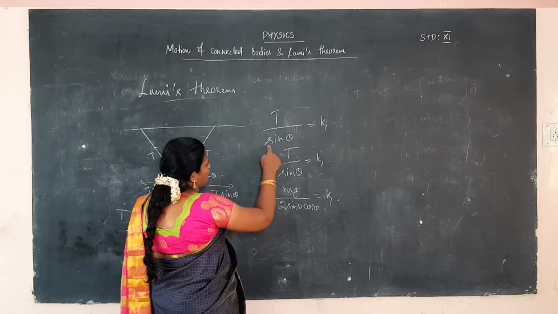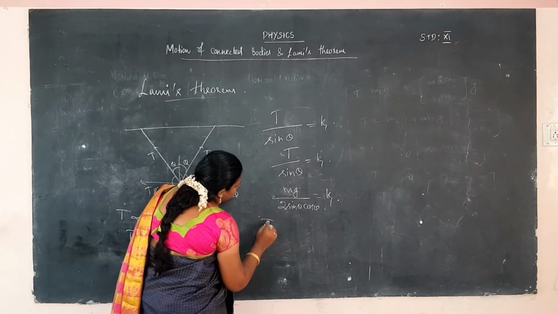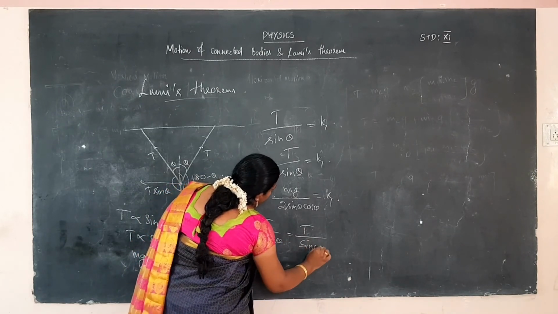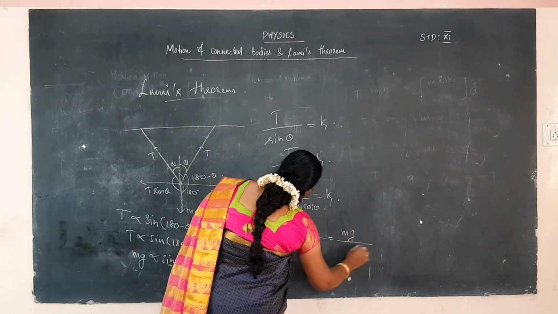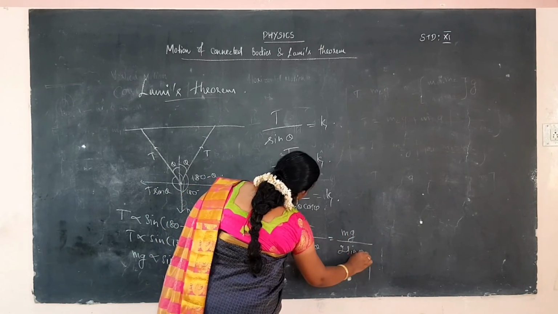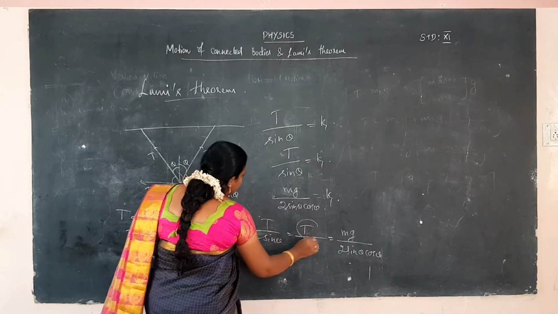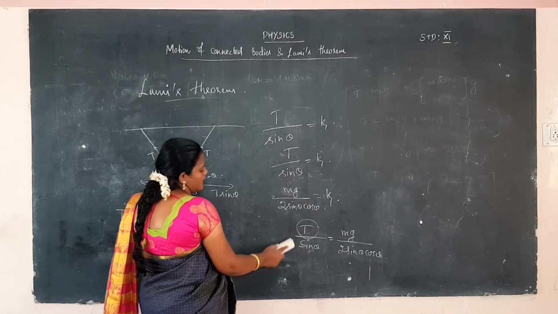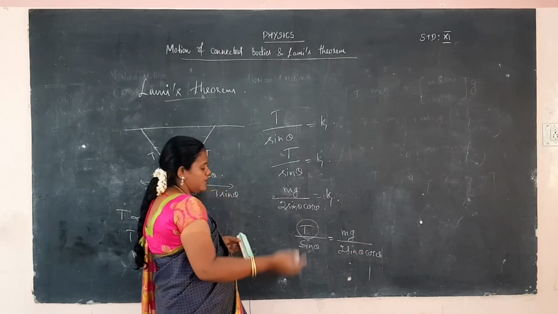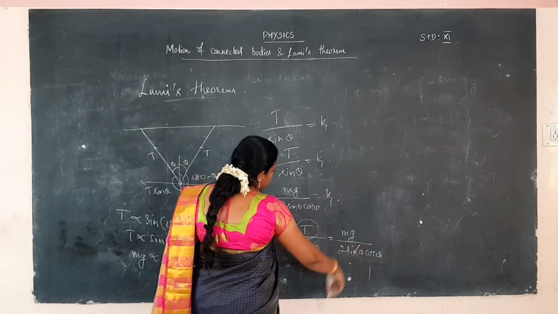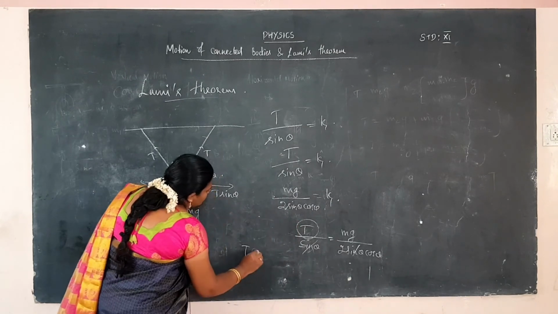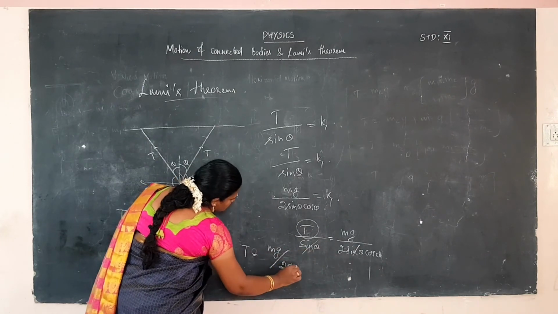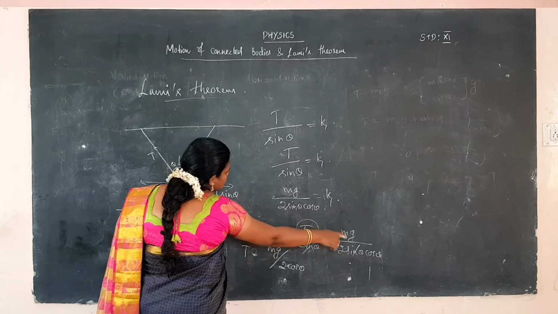So T by sine theta is equal to mg by 2 sine theta cos theta. We want the tension, so taking only one of the T terms. On the left-hand side, the denominator has sine theta, so sine theta cancels and T is equal to mg by 2 cos theta.